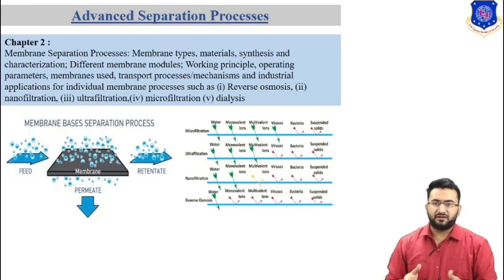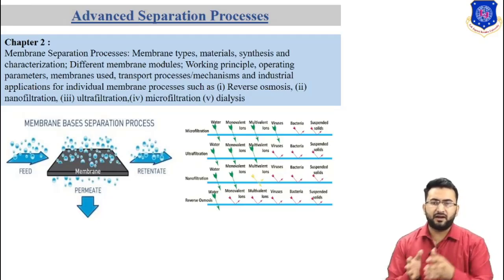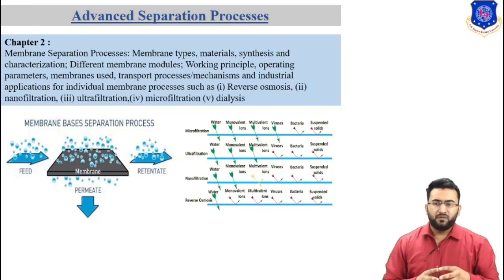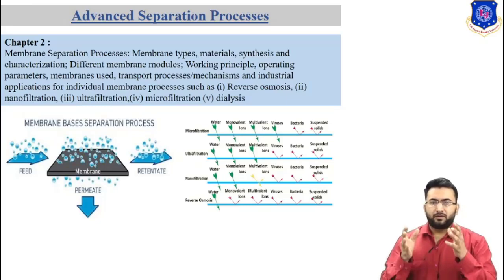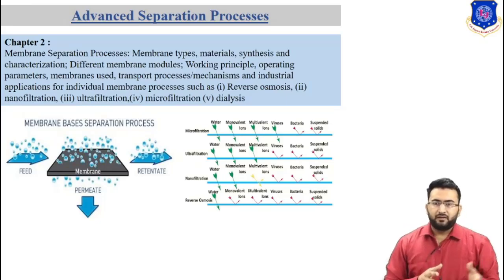In ultrafiltration, water molecules, ions and multivalent ions can pass, and viruses and bacteria are removed. In microfiltration, the bacteria and suspended solids are rejected, and other molecules such as water molecules, multivalent ions, ions and viruses can pass through the membrane. So this is the basics of the membrane separation process.